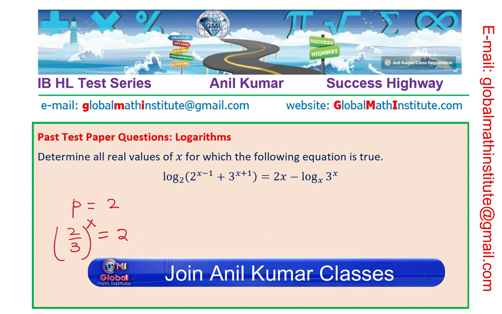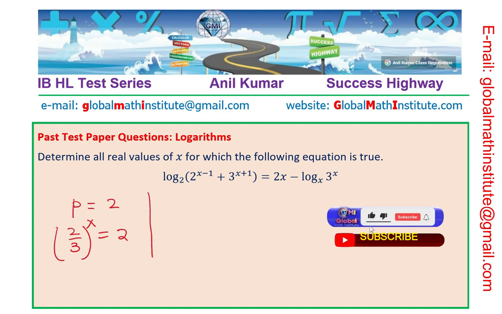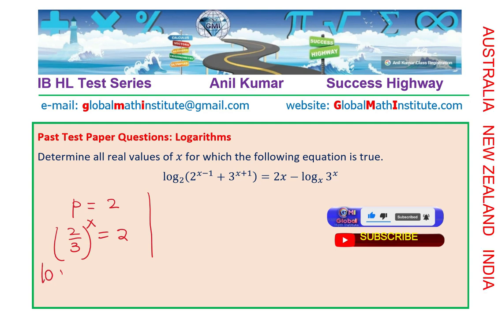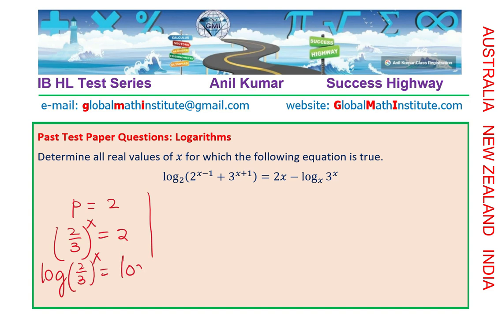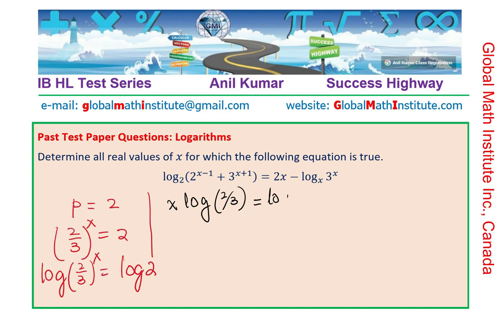Now we can take log both sides, right? So if you take log both sides, what do you get? Well, let me write down here first, log of 2 by 3 to the power of x equals log 2. And we are taking log, so we could rewrite this as x times log of 2 by 3, right, equals log 2. And so x is equal to log 2 over log of 2 by 3.